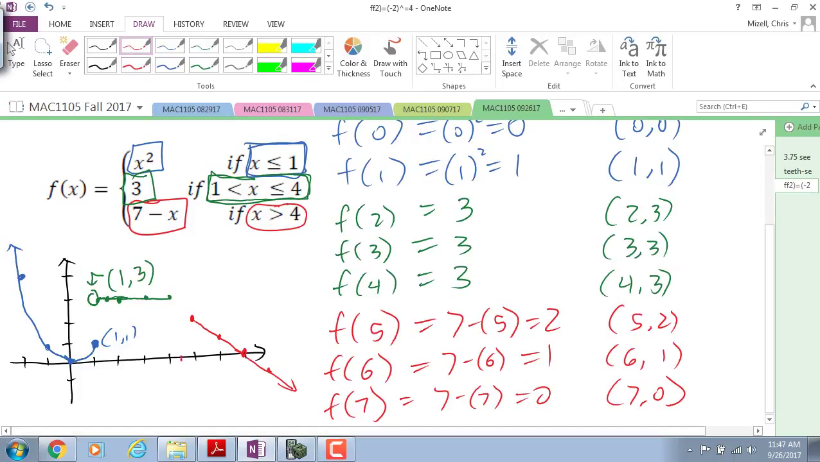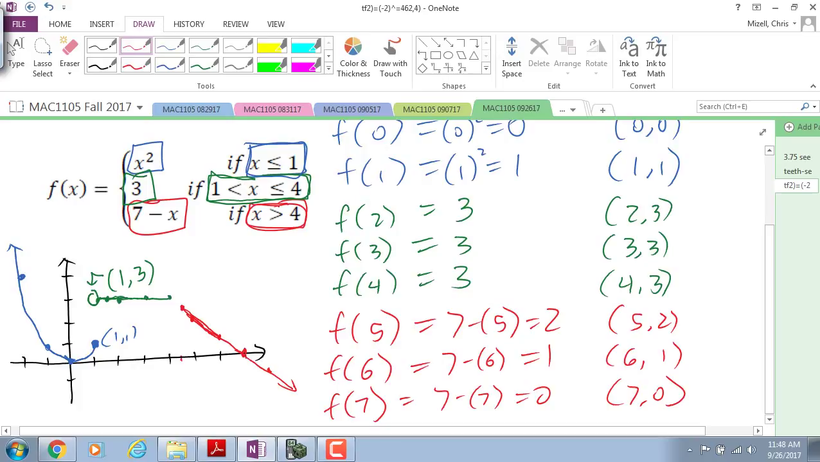You know, 4.5 is greater than 4, so it'd be 7 minus 4.5. What is 7 minus 4.5? It's 2.5. It seems like it should be more than that, but that's exactly right. 7 minus 4.5 is 2.5. So this graph continues up this way, like that.